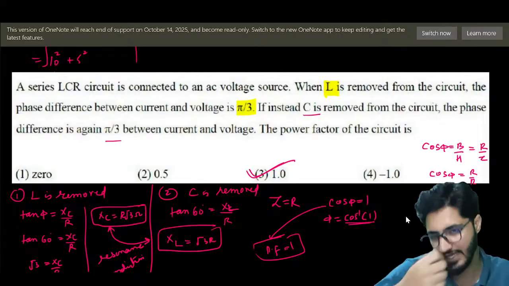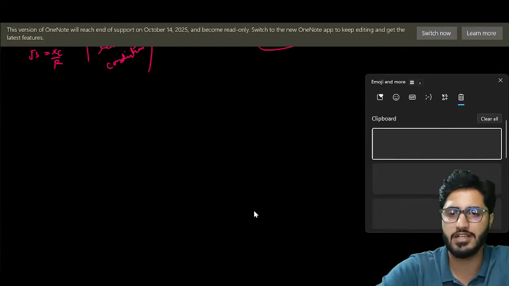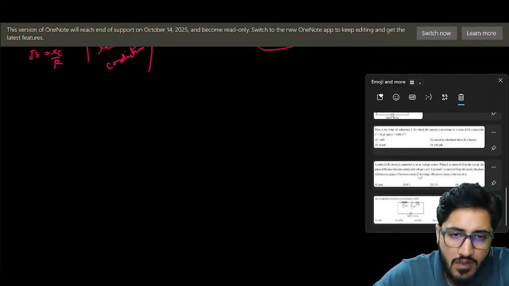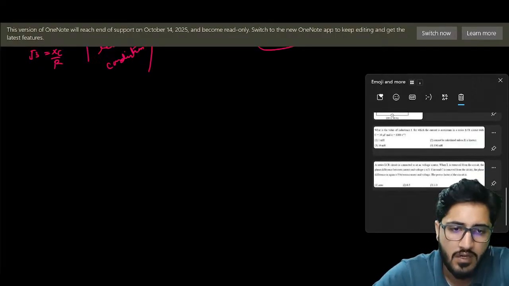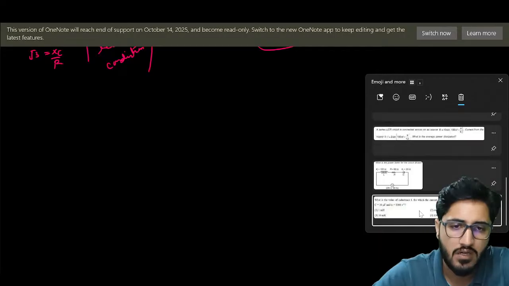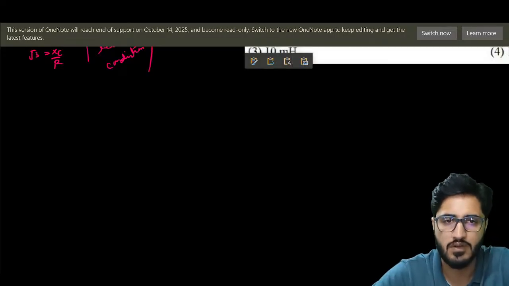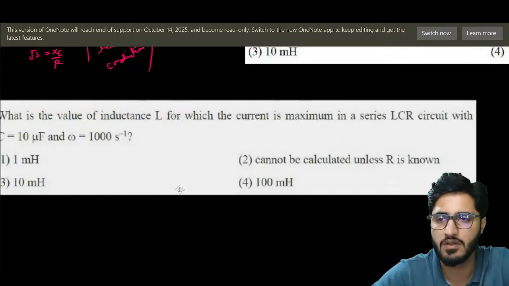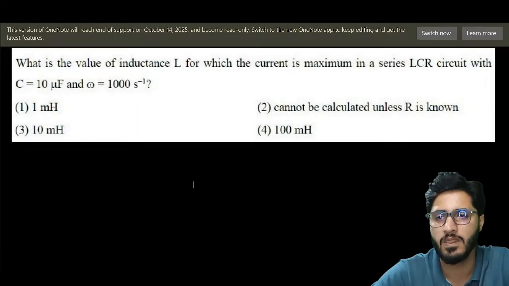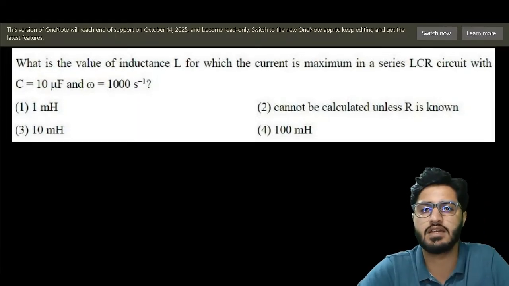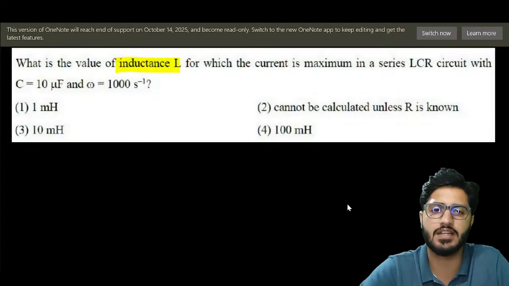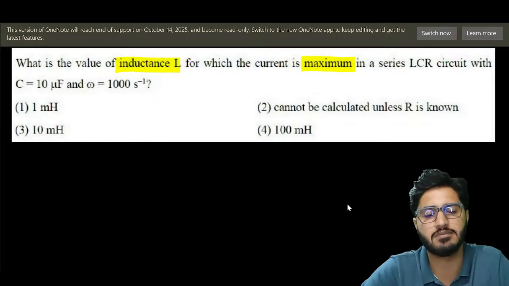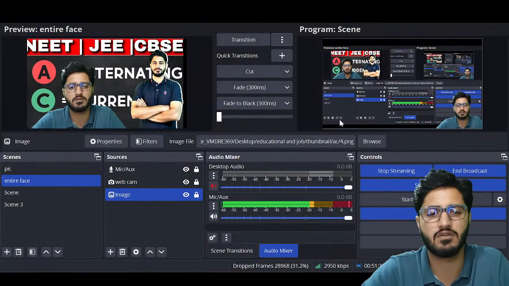Okay, next numerical now. What is the value of inductance L for which the current is maximum? So I need my current to be maximum. For current maximum, my Z is equal to R.